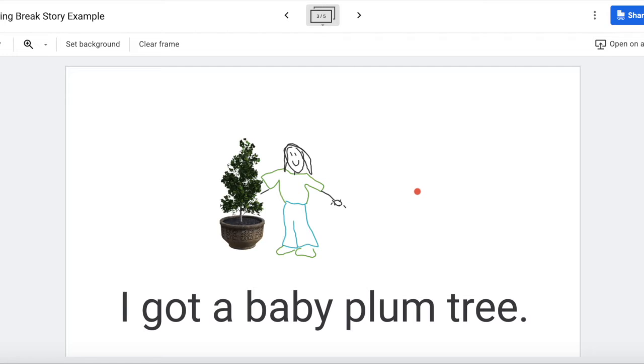So, in the middle of my story, I got a baby plum tree. So here's a little doodle I did of me with a plum tree. Once again, the subject is I. The sentence is still about me. I'm the one doing the things. And you can see that's a capital, and there's a period at the end. Well, now what was I doing in this sentence? What's the verb? The verb is got. What I did was I got something. And what I got was a baby plum tree. That finishes the idea.